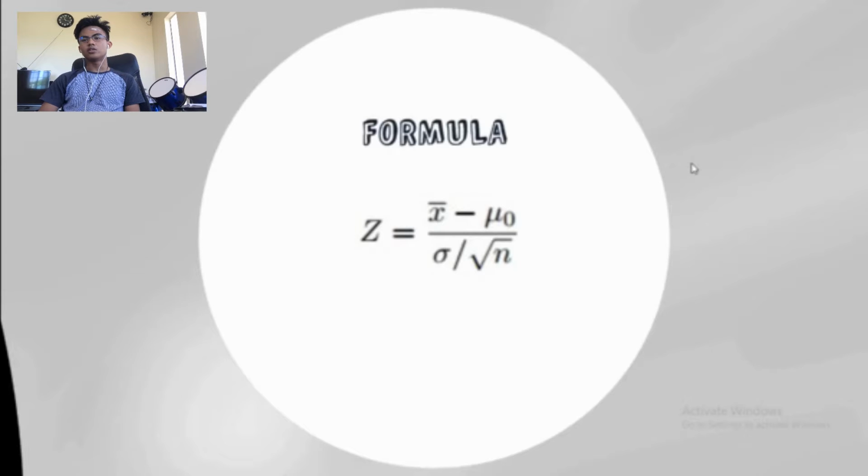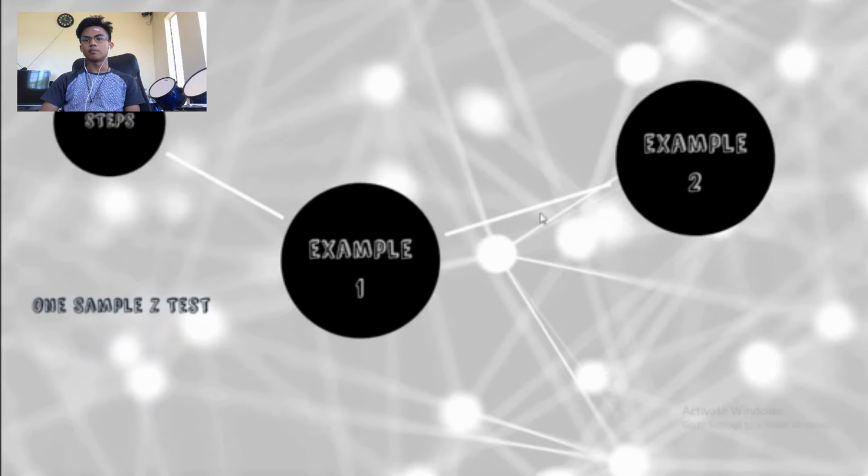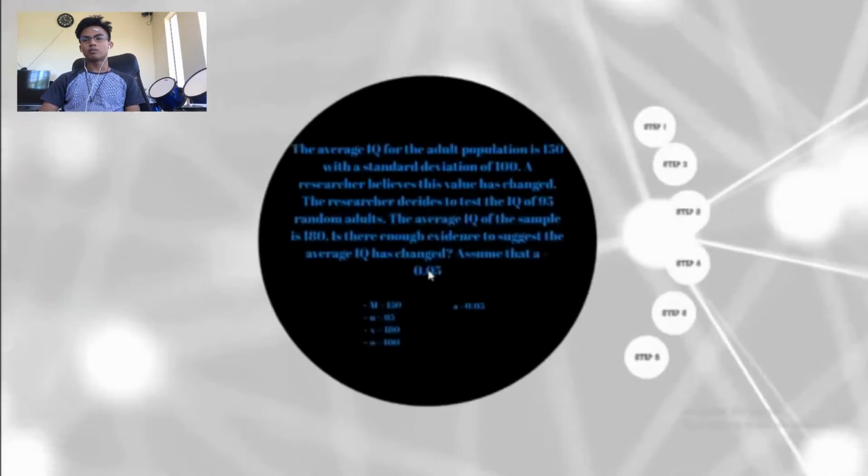Here is the formula that you are going to use when solving a 1 sample z-test. Z is equal to the sample mean minus the null hypothesis over the standard deviation over the square root of the sample. Here are some examples.